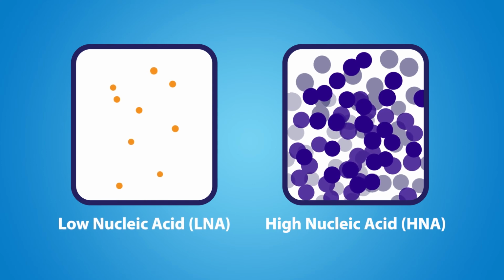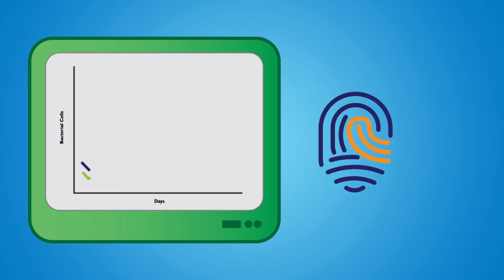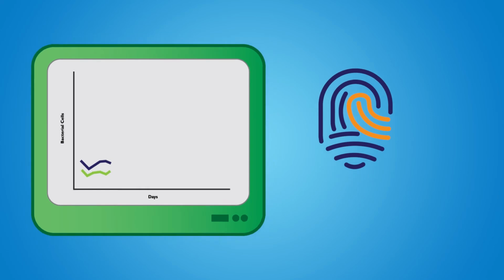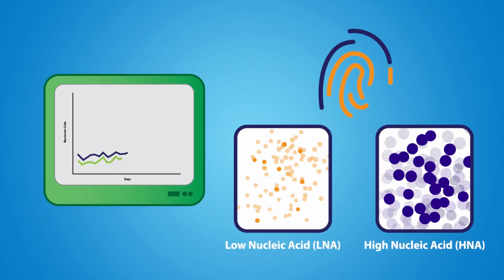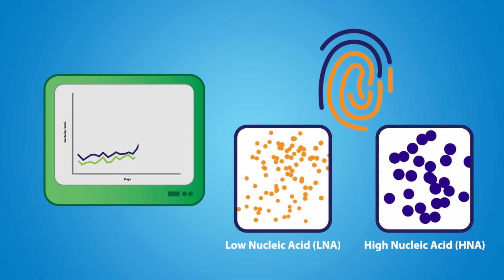Flow cytometry is also able to report cell counts with high nucleic acid and low nucleic acid content in the water sample. This HNA and LNA bacterial content is called the fingerprint. Even if there are no abnormal changes in the total bacteria level, flow cytometry can detect the change in the fingerprint in terms of the HNA and LNA content.